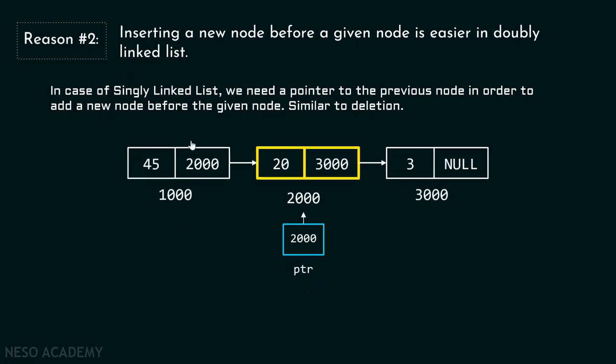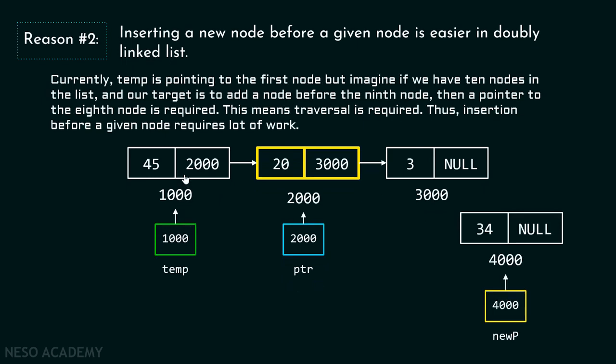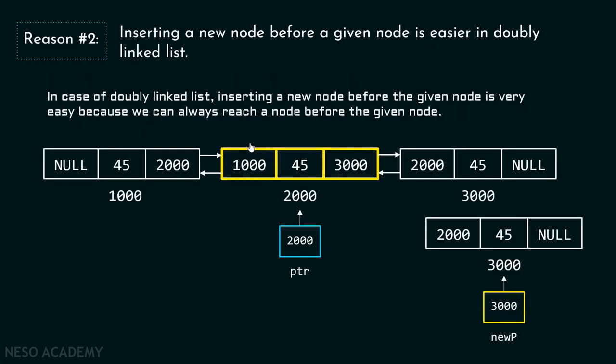Let us suppose this is the singly linked list, then there must be a pointer pointing to the previous node. Currently temp is pointing to the first node, but imagine if we have 10 nodes in the list and our target is to add a node before the 9th node, then a pointer to the 8th node is required, which is very similar to the deletion, right? This means traversal is required again, thus inserting a new node before a given node requires a lot of work, isn't that so? So it is clear from this fact that inserting a new node before a given node in case of a singly linked list takes order of n time, while in case of a doubly linked list, it will take constant time. In case of a doubly linked list, inserting a new node before the given node is very easy because we can always reach a node before the given node.